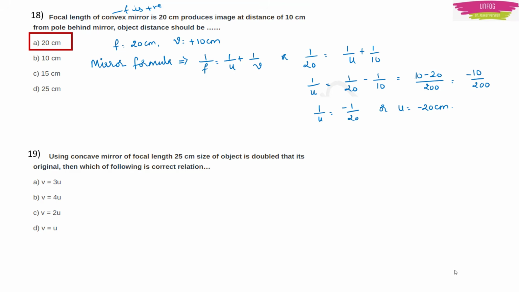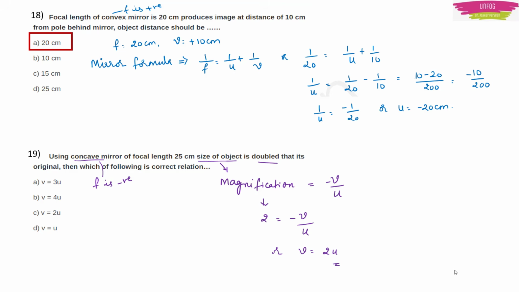Next question. Using a concave mirror of focal length 25 cm, the size of the object is doubled that of its original. Then which of the following is the correct relation? They have given you a concave mirror, so focal length will be negative. Size of the object means it is nothing but magnification. Remember, wherever you get the size of the object, the word size always means magnification. Size of the object or size of the image, if they are talking about size, they are talking about magnification.